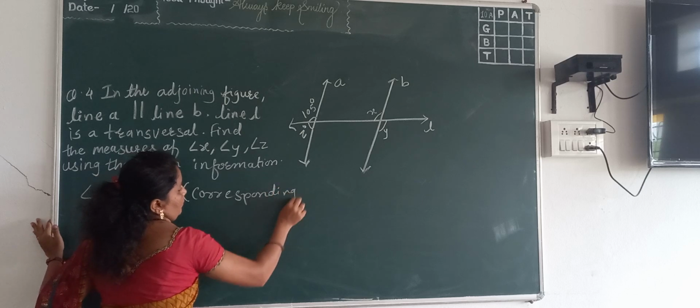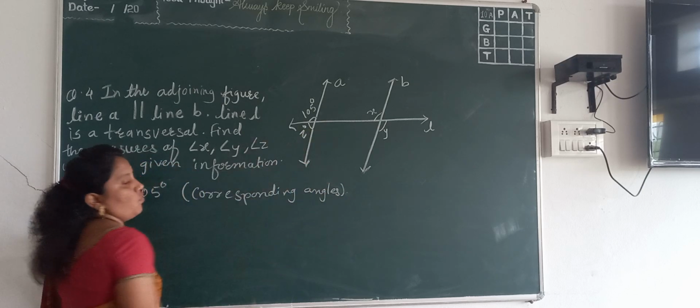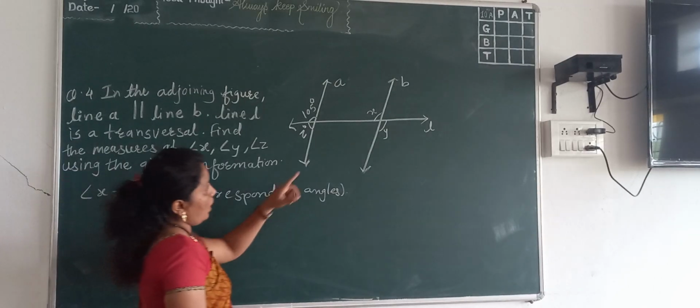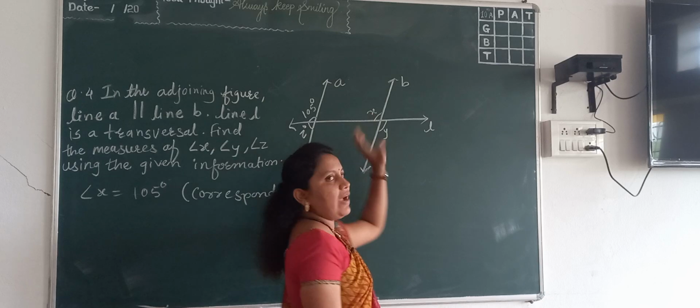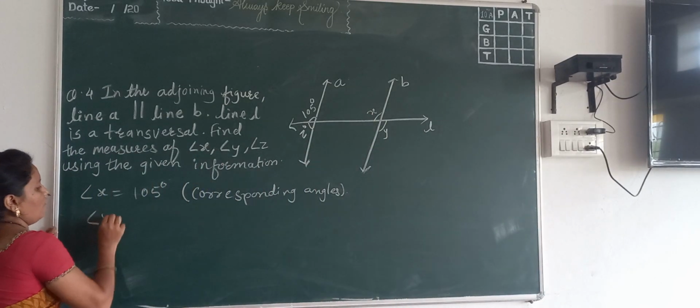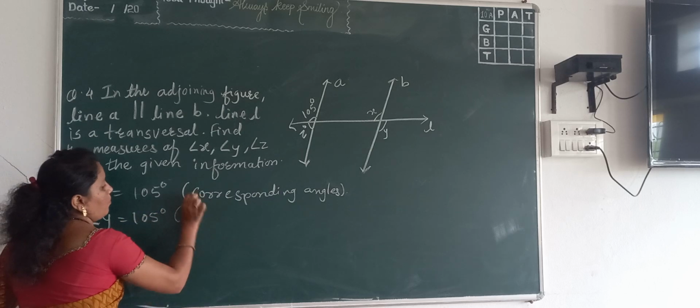Then the value of X will be 105 because corresponding angles are congruent. Then next, angle X and angle Y are opposite angles. Then angle Y is equal to 105 because of opposite angles.